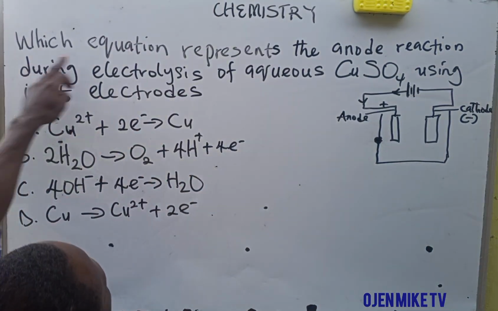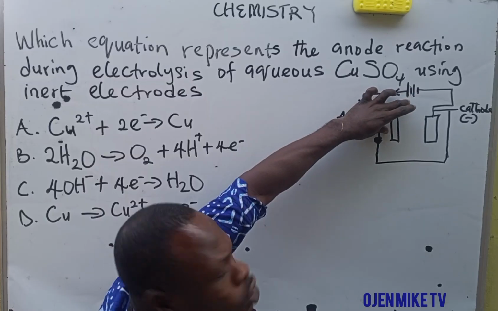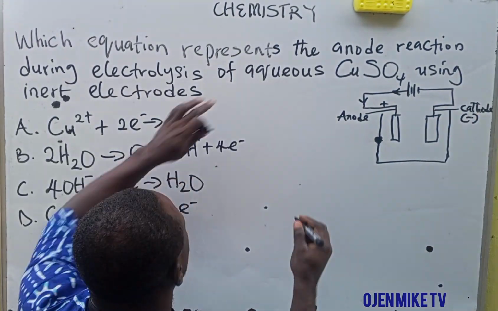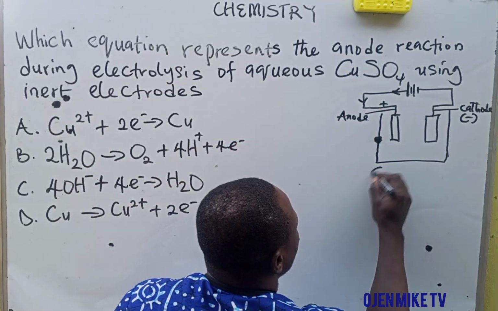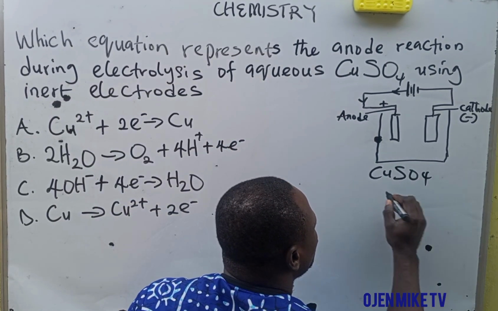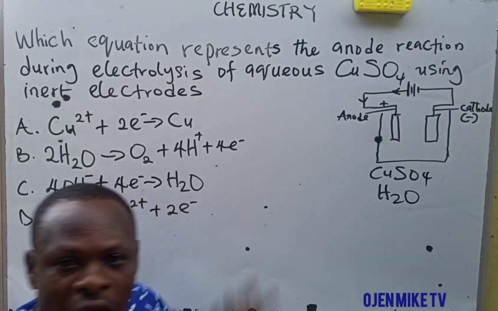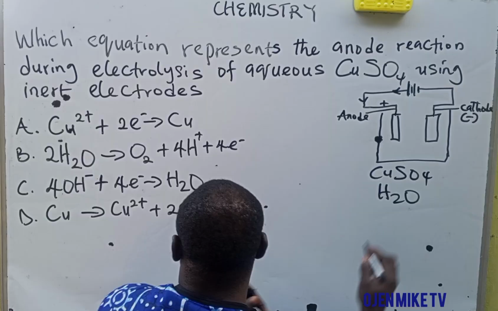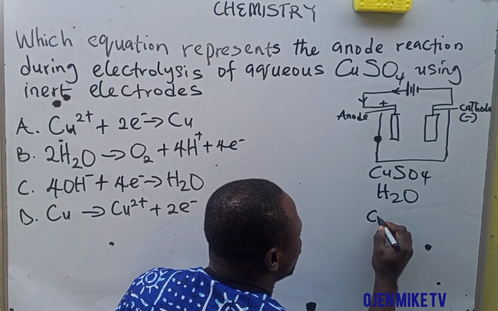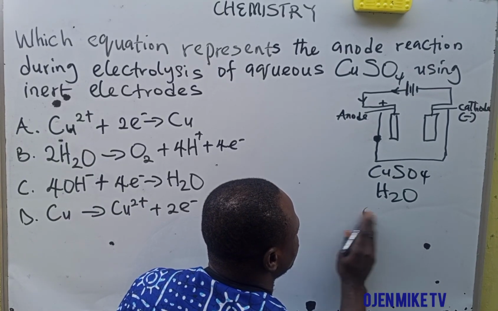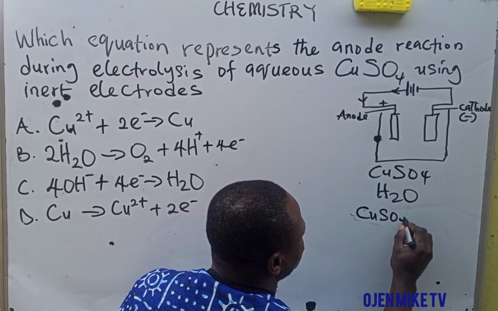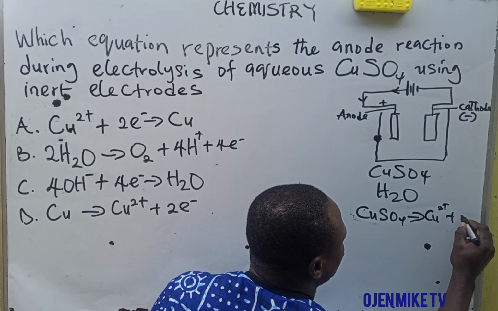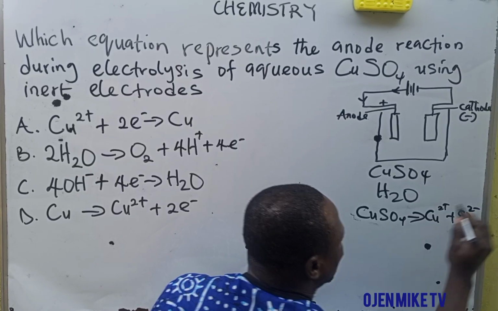They are telling us to look at the equation at the anode. We are going to look at the anode. Now when you dissolve this copper sulfate, CuSO4, in water, what will you have? When you dissolve these two things, look at what you have here. Copper sulfate will dissociate to give you copper ion plus SO4 ion.